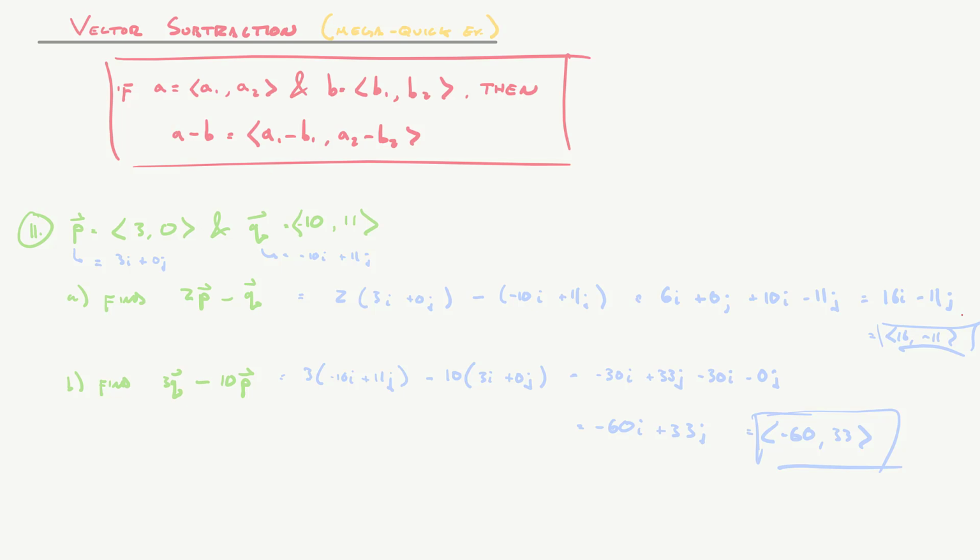It's all just algebra at this point. Do the distribution. You have 3 times vector q, that's negative 10i plus 11j, minus 10 times vector p, that's 3i plus 0j. I just did a bunch of distribution, combined some like terms, and you end up getting the exact same position vector that we got just a little bit ago.